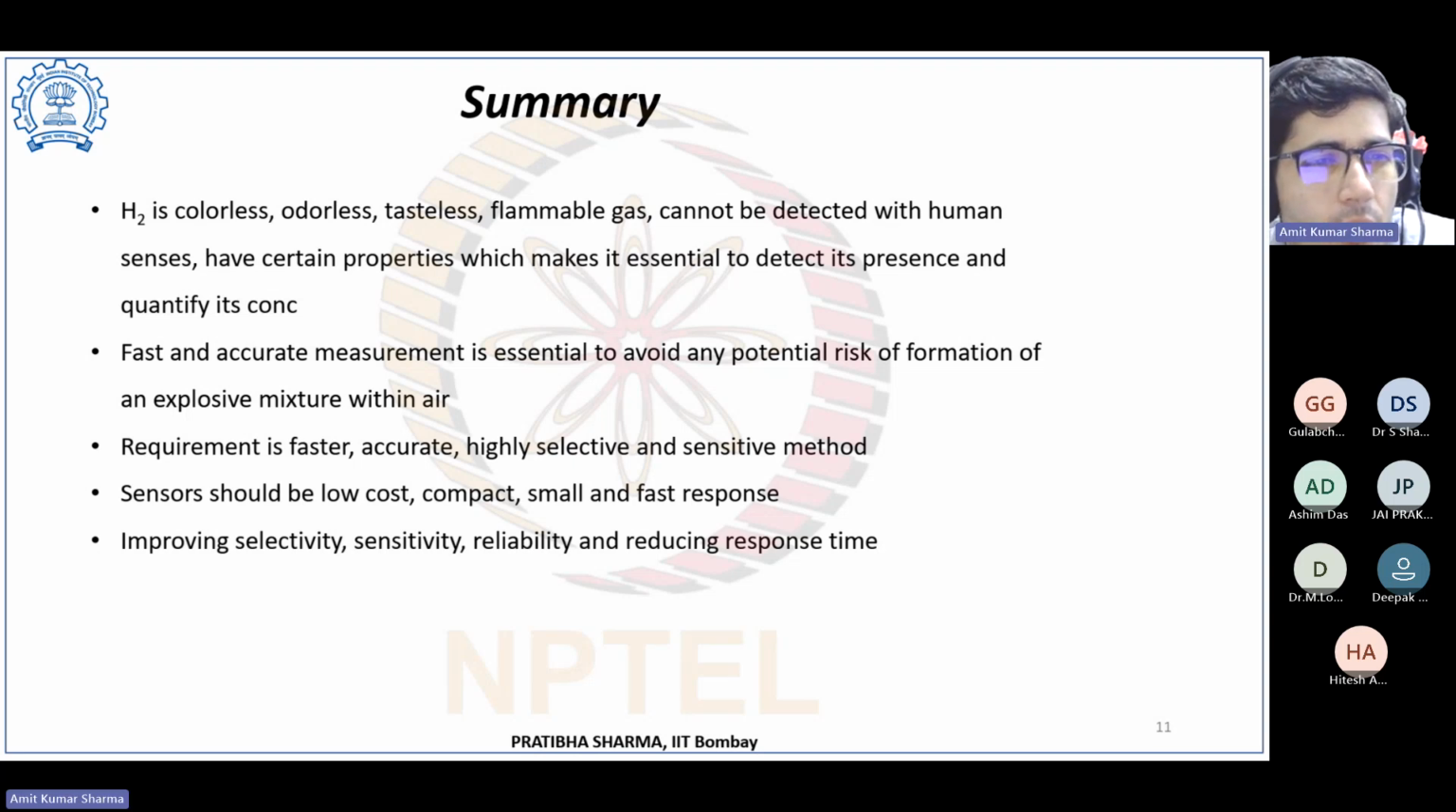H2 is a colorless, odorless, tasteless, flammable gas that cannot be detected with the human senses, and it has certain properties which make it essential to detect its presence and quantify its concentration. Fast and accurate measurement is essential to avoid any potential risk of formation of an explosive mixture with air. The requirement is a faster, accurate, highly selective and sensitive method. The sensor should be low cost, compact, small and should have fast response, with improved selectivity, sensitivity, reliability and reduced response time.